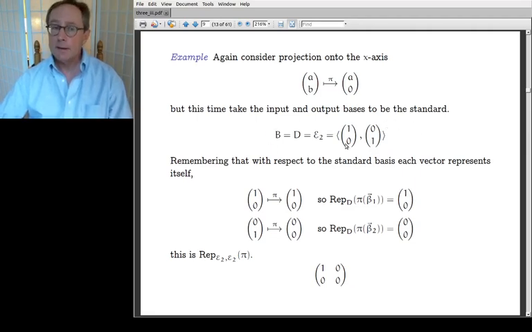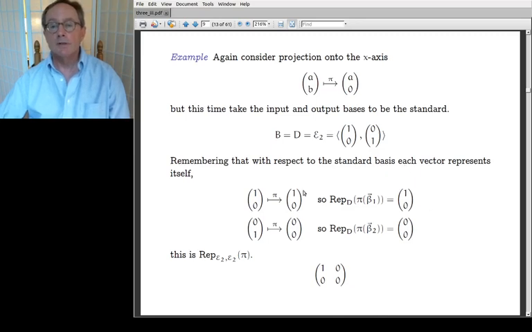Okay, but same thing to do. You figure out what is the projection of the first basis vector, figure out what is the projection of the second basis vector. Once you've figured out what is the action of the map on each basis vector, you represent those with respect to the second basis. So here 1, 0 is from capital B, 0, 1 is from capital B. Here I'm representing pi of beta 1 with respect to D. I'm representing pi of beta 2 with respect to D.